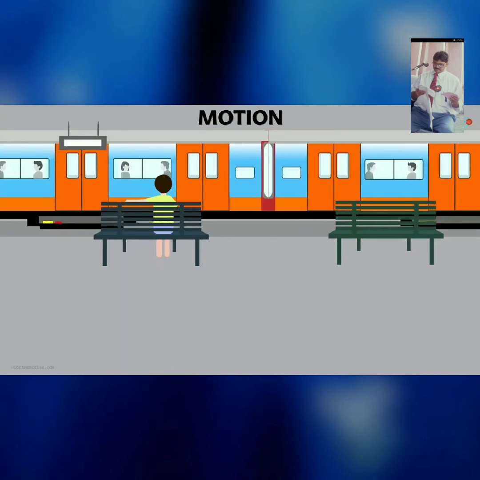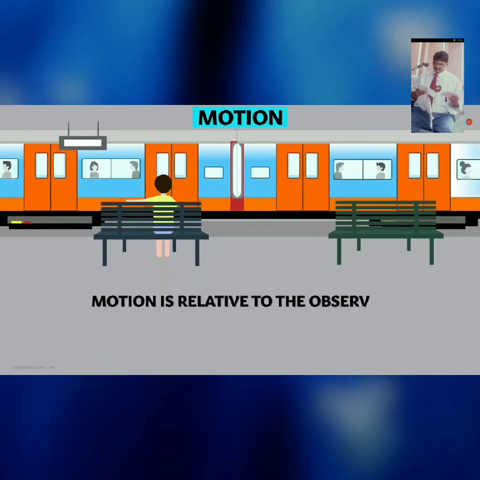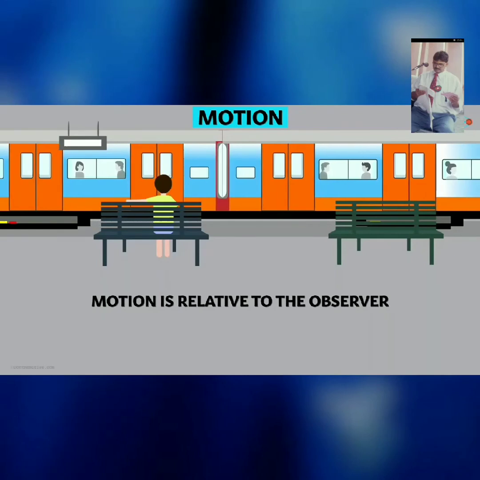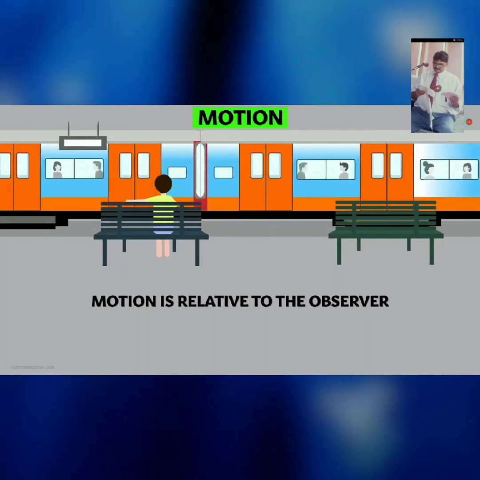What does this tell us? This means that the motion of any object is relative to the observer. For different observers, the motion may be different. We will learn more about this in higher grades.